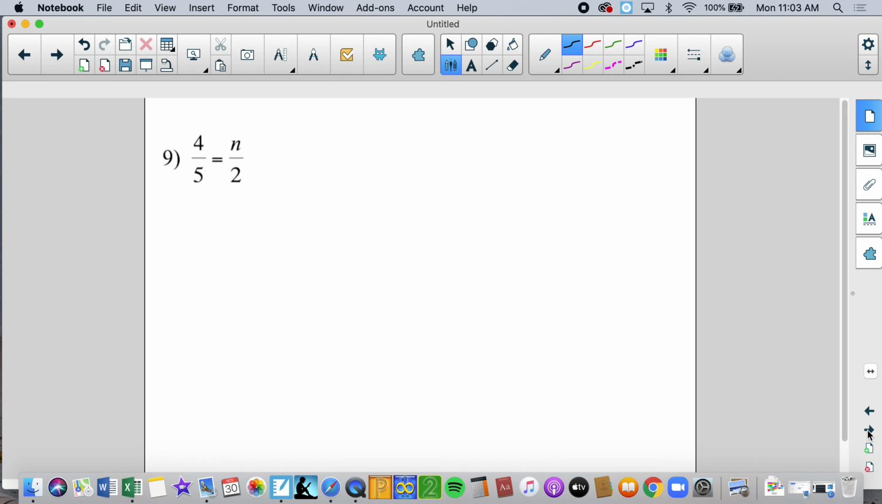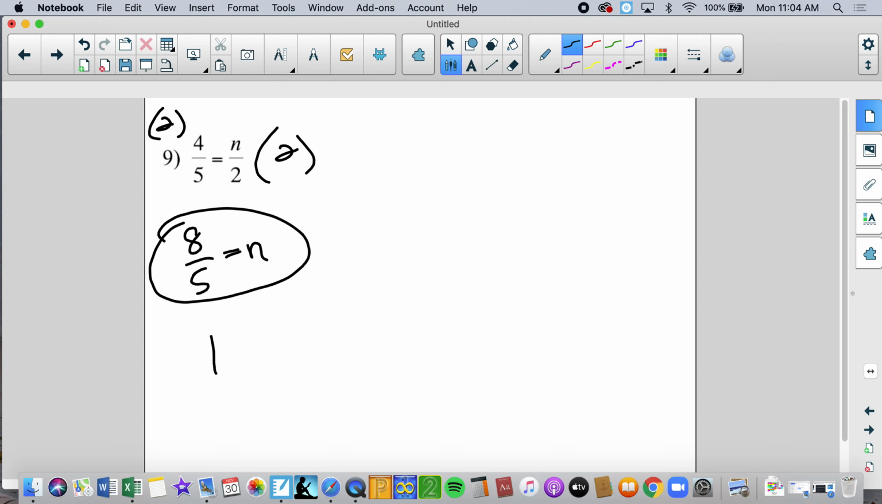All right, here's our first multiplication one. What's happening to the variable? It's being divided by 2. So the inverse of dividing by 2 is multiplying by 2. So we're going to multiply both things by 2. That 2 is in the numerator, so it multiplies the 4. It cannot cancel with the 5. So we get 8/5 equals n. And then you can make that 1 and 3/5 in mixed number.